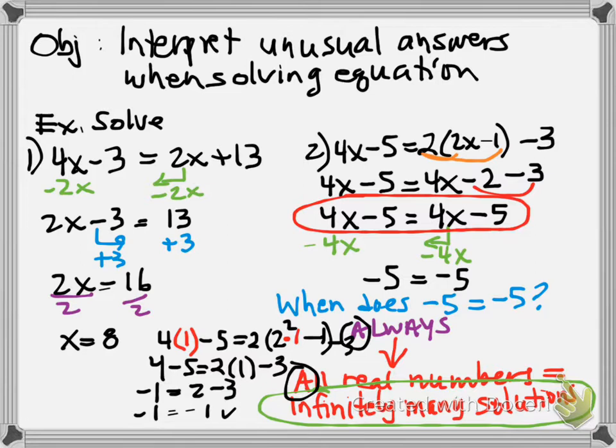Now, we're also going to study something called a system, where we're going to put 2 equations together, and your job is to figure out what they have in common, but that solution is going to be an ordered pair, okay? So we'll get into that later.